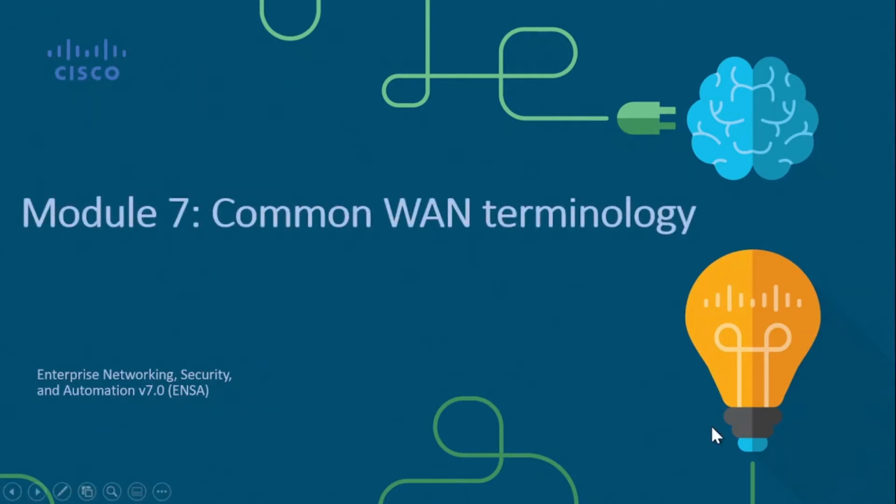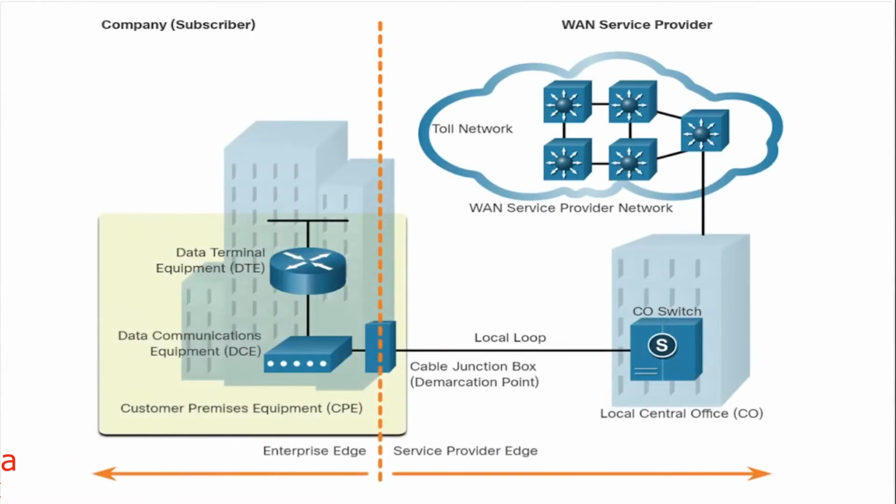Okay, in this video, Module 7 of the Cisco curriculum, we'll be discussing common WAN terminology. The WAN physical layer describes the physical connections between the company network and the service provider network. There are specific terms used to describe WAN connections between the subscriber, that is the company or the client, and the WAN service provider.